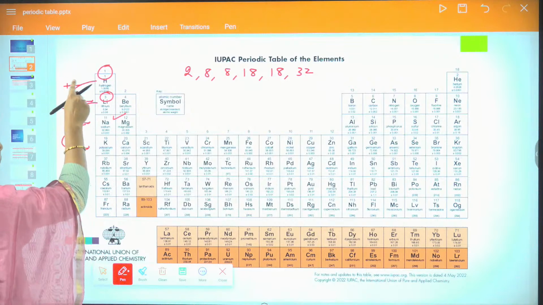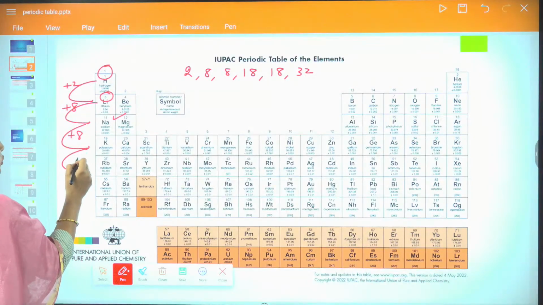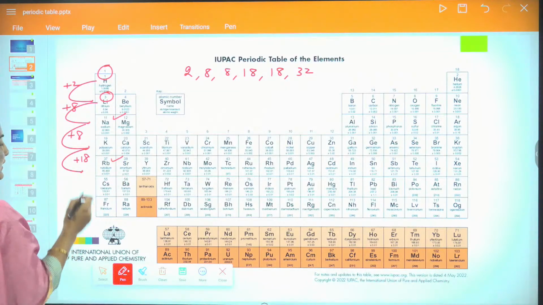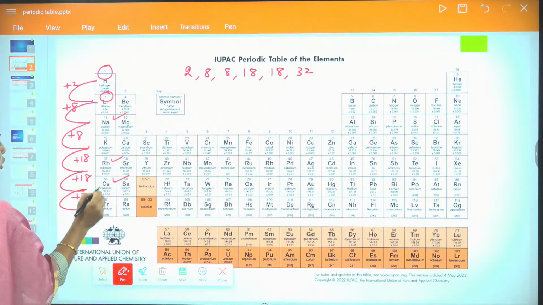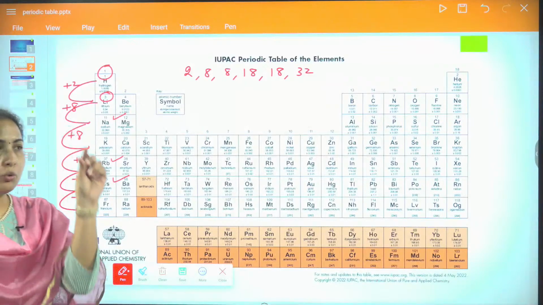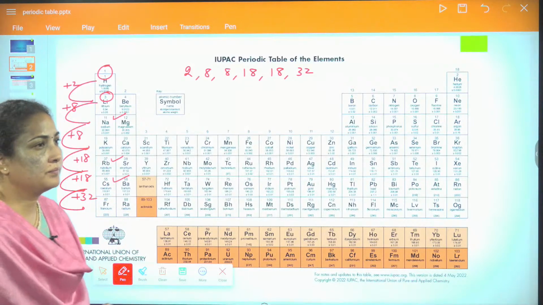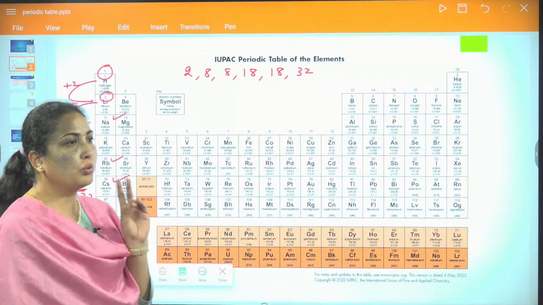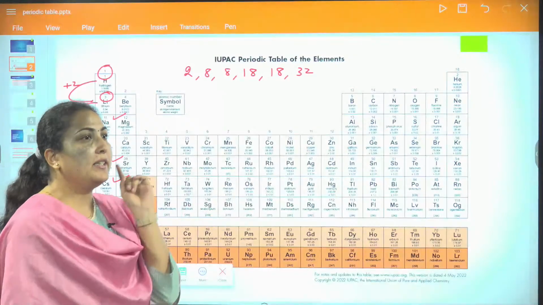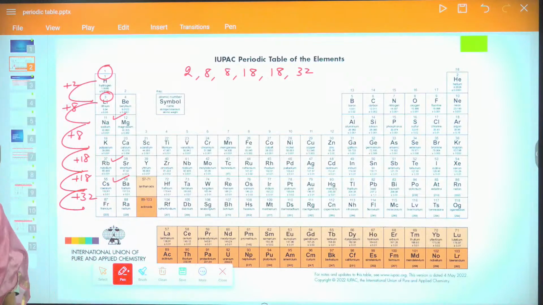Then 1 times 2, 2 times 8. Again, what you have to do? Plus 18, you got 37. Then again, plus 18, you got cesium. Then plus 32, you ended up with this. So, are you able to locate all the elements here, easily, just on the basis of this magic number, which is 2, 2 times 8, 2 times 18, and 1 times 32? Okay?